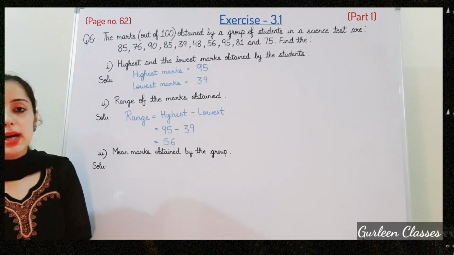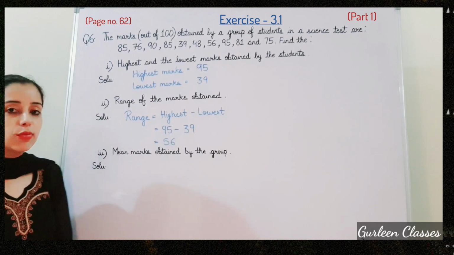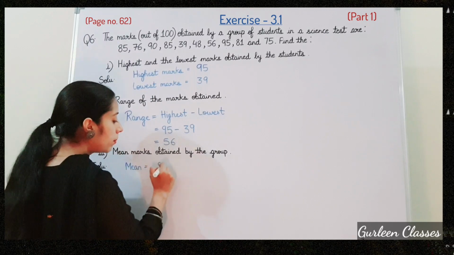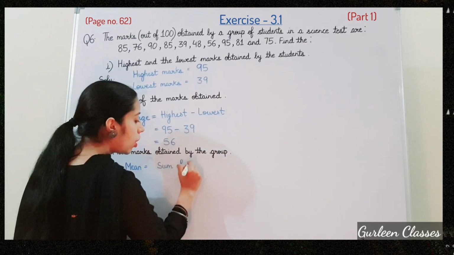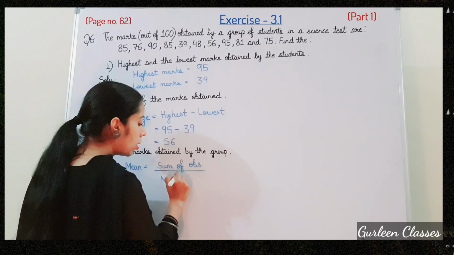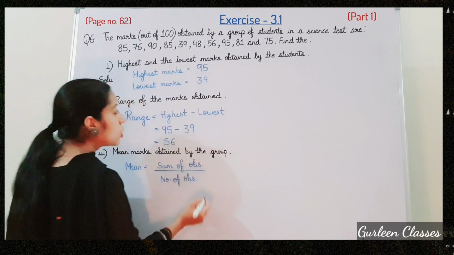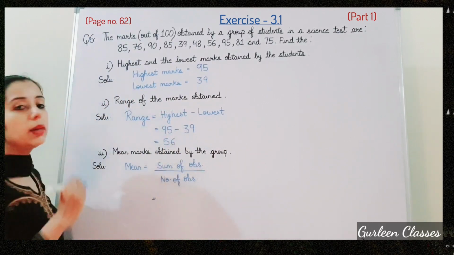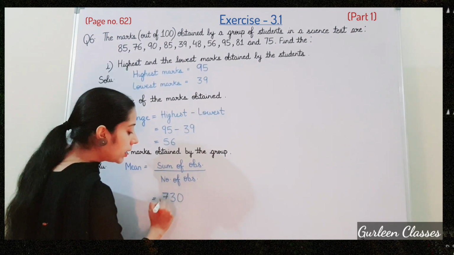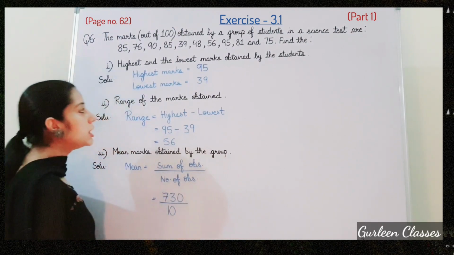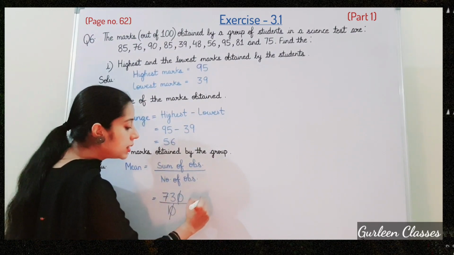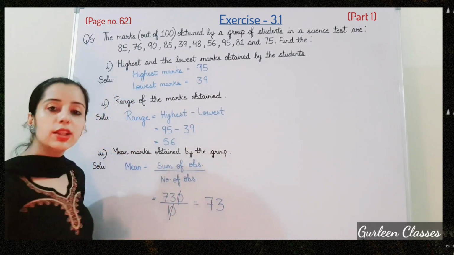Third part, mean marks obtained by the group. We have to find out the mean. So right here, mean is equal to sum of observations upon number of observations. If you find out the sum of all these marks, the sum is 730. 730 upon, and the number of observations is 10. So now let us divide. 0, 0 will be cancelled. So mean is coming 73.